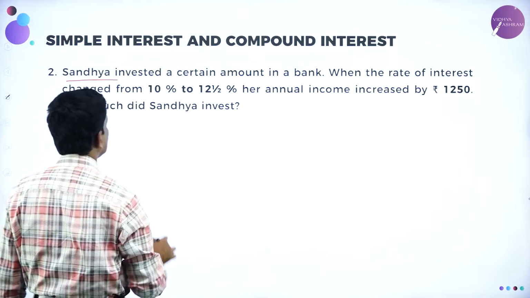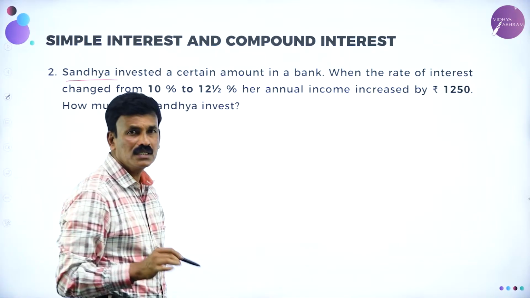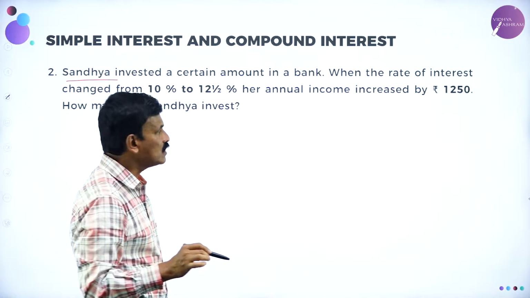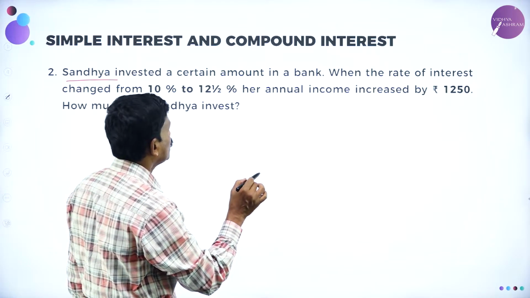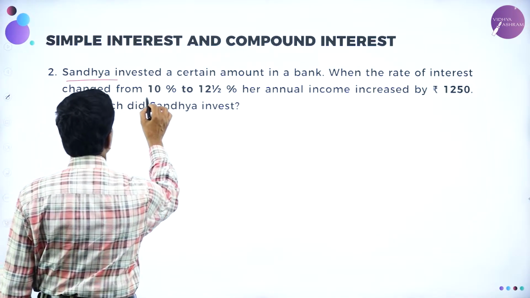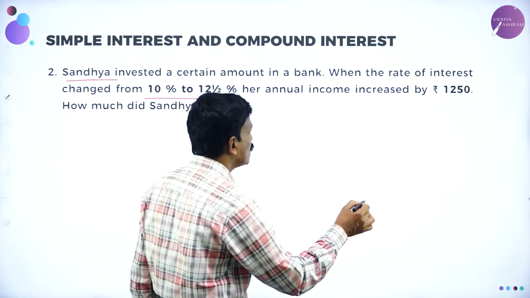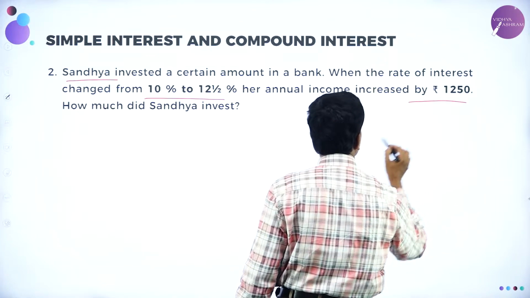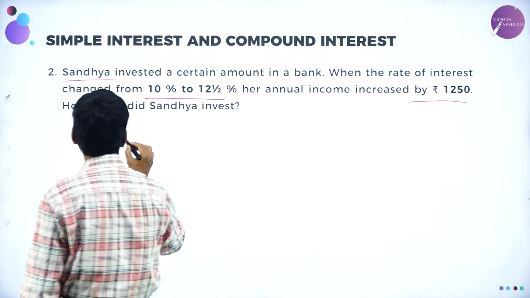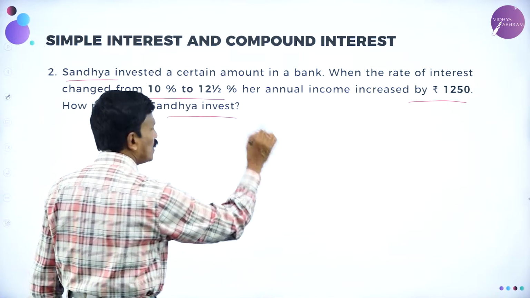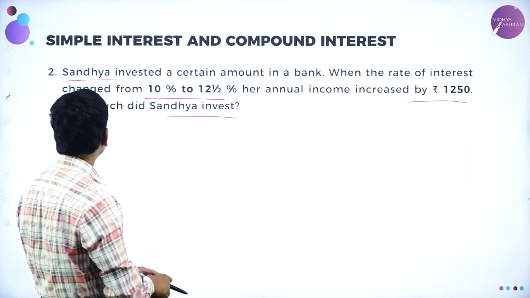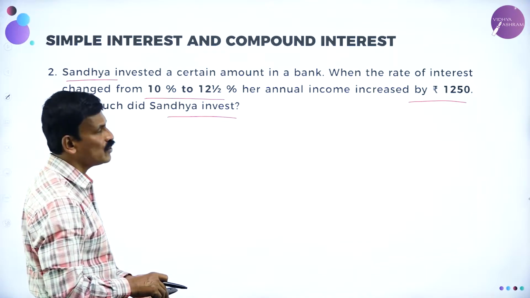Sandhya invested a certain amount in a bank. When the rate of interest changed from 10% to 12.5%, her annual income increased by 1250. How much did Sandhya invest? See, very important question here. Sandhya invested a certain amount in a bank.